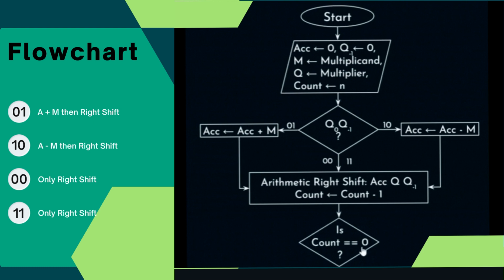When count is equal to 0, we have to end this process. But when they are not equal to 0, we have to again do the same task. We have to do a right shift and check whether q naught and q minus 1 are 1 0, 0 1, or 0 0 or 1 1.